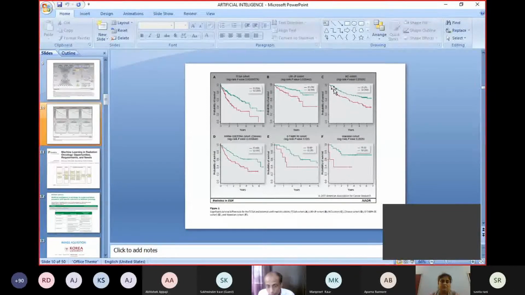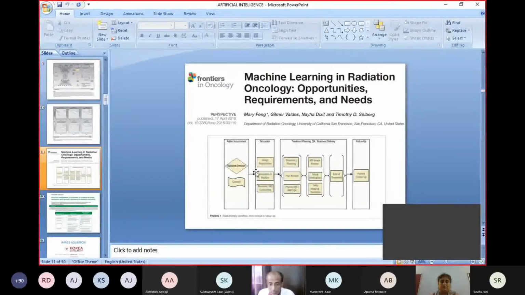this green line was a computer-based prediction, and this red one was the human TNM staging. In all these modalities, the artificial intelligence prognostic prediction was much better compared to the human one. So in radiation oncology, how do machine learning or deep learning play a role, as in Frontiers in Oncology?